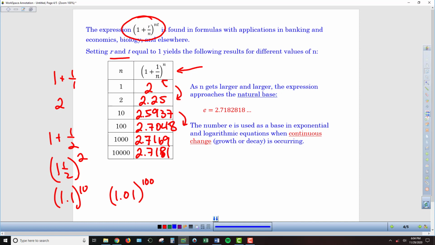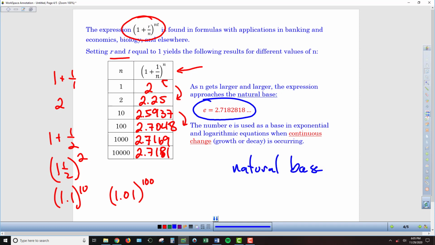In the end, if we continue to increase the size of n, meaning the base is getting closer and closer to 1 but we multiply by an ever larger number of times, we eventually approach this irrational number e. It's an irrational number along the lines of pi that does not repeat and does not end. It keeps on going forever and ever. This number e is used as a base. It's called the natural base.